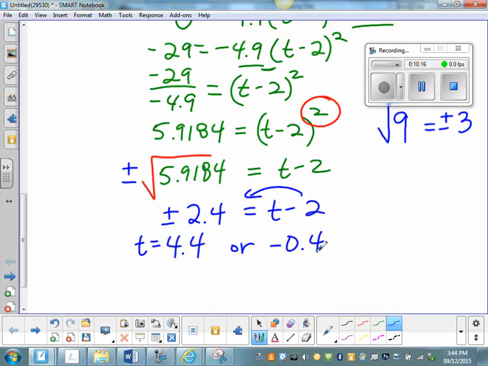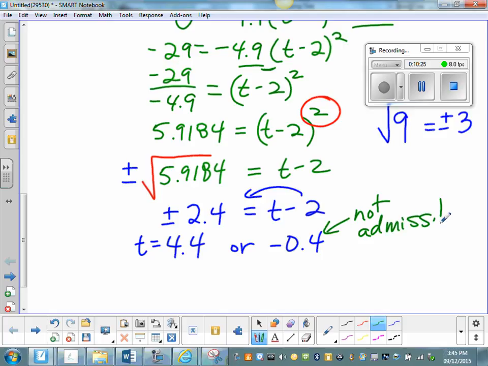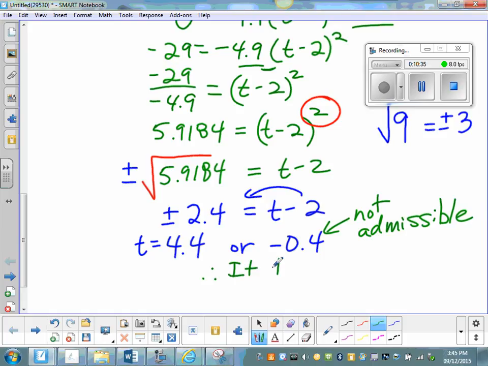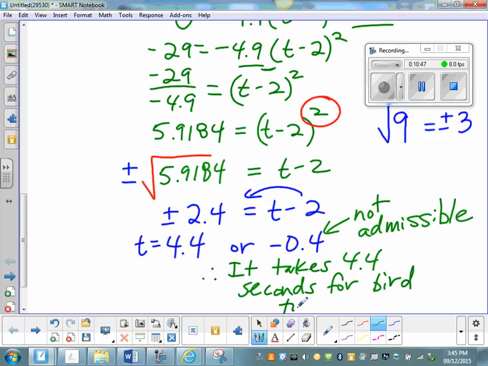Now when I evaluate those answers, this answer here, we say is not admissible. Because remember, we're trying to find a length of time. We can't have a negative time there. It's got to be positive. So therefore, we've got our answer here. Therefore, it takes 4.4 seconds for the bird to hit the pig.